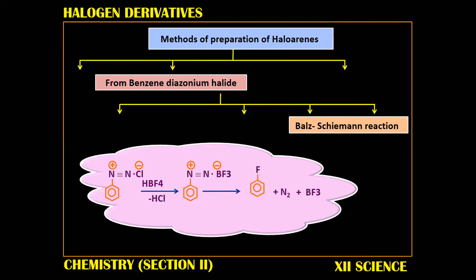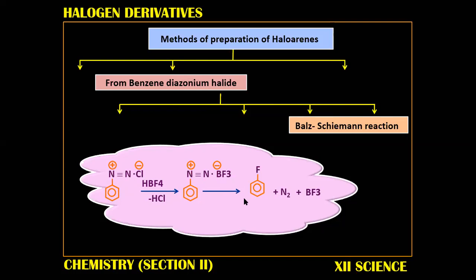I think there's a small mistake. Wait a second. Here, instead of BF3, make it BF4. Write only HCl, don't write HF. When benzene diazonium chloride reacts with HBF4, only HCl will be eliminated. Here we get N2BF4.